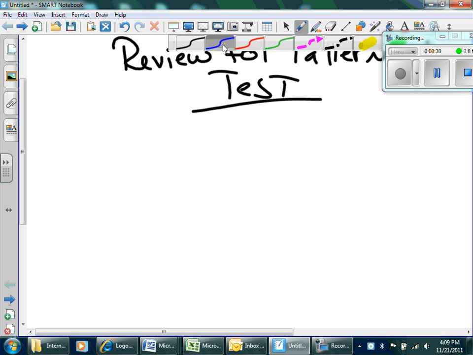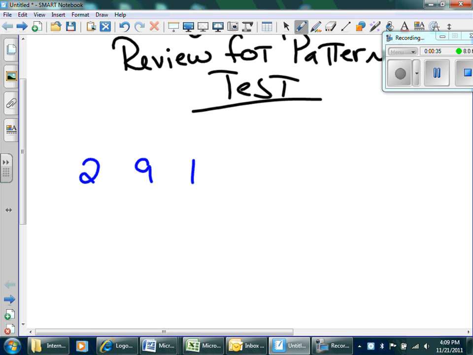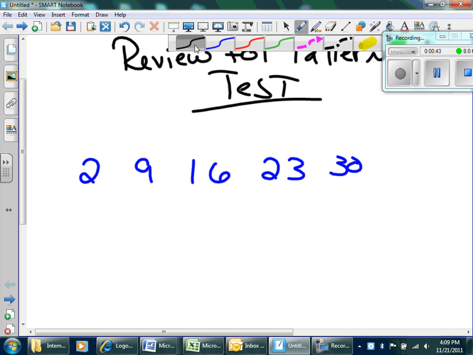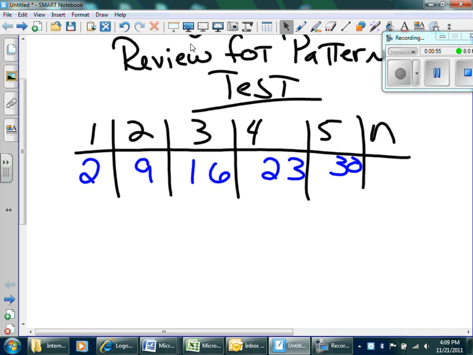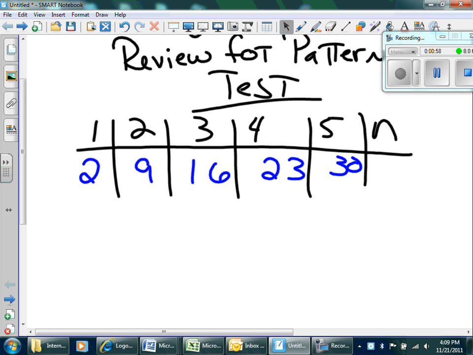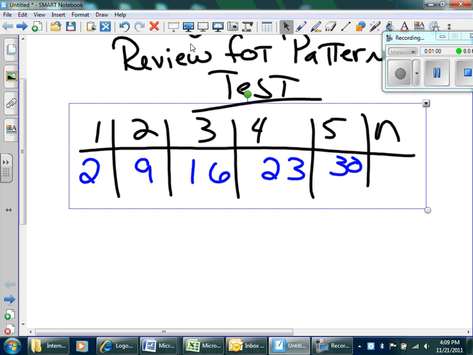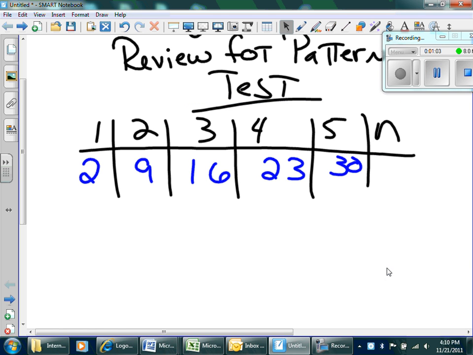Let's say our first pattern of numbers goes like this: 2, 9, 16, 23, and 30. All right, I'm going to make my little table. 1, 2, 3, 4, 5. Okay, now let me see. Did that work? That almost worked. Okay, no problem. I will infinitely clone that. Boom. All right, very good.